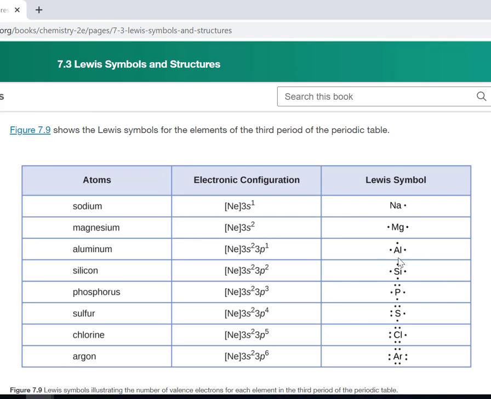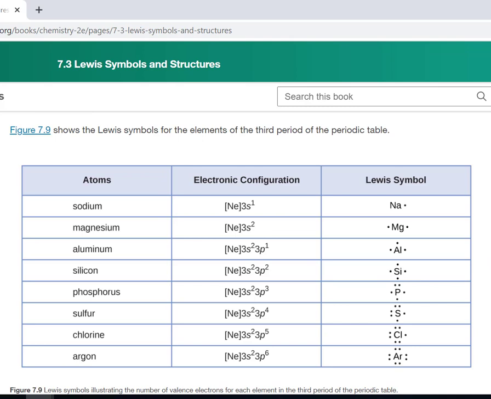When we get to 4, there's one dot on every one of the 4 sides. Hopefully you can see as we go down, we're seeing the electron configuration that corresponds to what we're showing. Here we have 4 valence electrons, so 3s2, 3p2, showing 4 valence electrons. Here we are showing 4 electrons in the Lewis symbol.